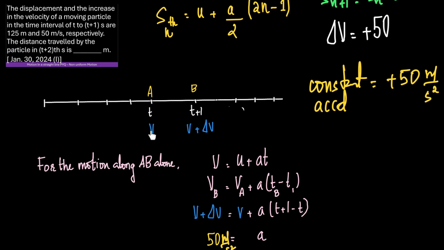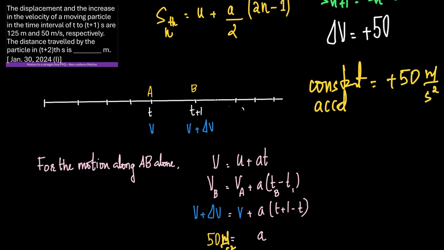So if we have v as the initial velocity, v plus delta v as the final velocity, then we know that the increase in velocity here would be plus 50. Why? Because it is given that there is an increase in the velocity. Increase means delta v should be positive. If it was a decrease, delta v would be minus 50.